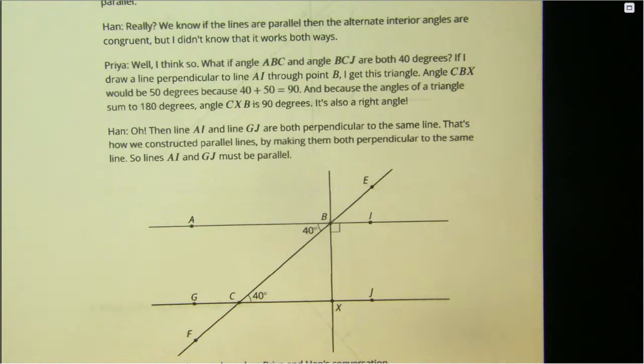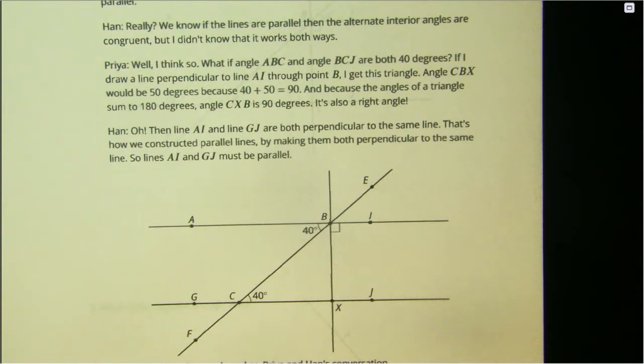through point B, I get this triangle. Angle CBX would be 50 degrees because 40 plus 50 is 90. And because the angles of a triangle sum to 180, angle CXB is 90 degrees. It's also a right angle. Han, oh, then line AI and line GH are both perpendicular to the same line. That's how we constructed parallel lines, by making them both perpendicular to the same line. So lines AI and GJ must be parallel.